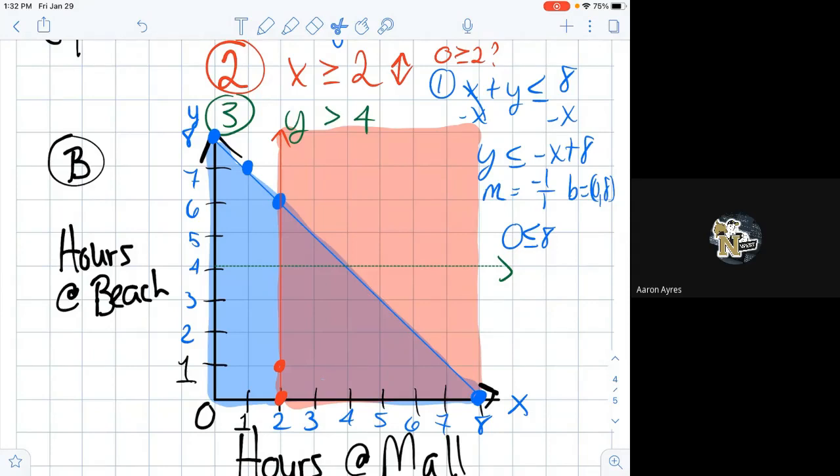Okay. So plug in 0 again for y. Is 0 greater than 4? True or false? False. We're going to shade above or below? Above. Here we go. So now we have a really small solution zone, don't we? Yeah. Okay. In fact, it is right here.